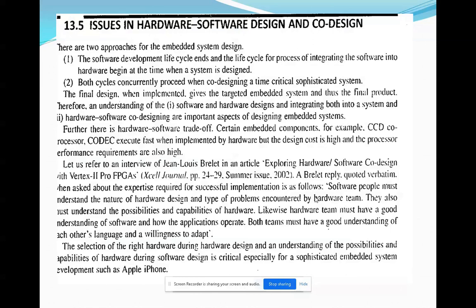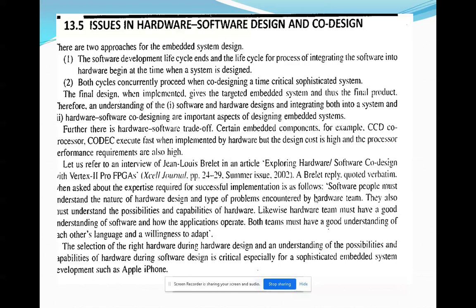Then here, issues in hardware, software design and code design. So what are the issues you are facing while you are designing the hardware and software? Okay. So here in the embedded system design, you will be having two approaches. One is software development life cycle ends, and the life cycle for process of integrating the software into hardware begins.